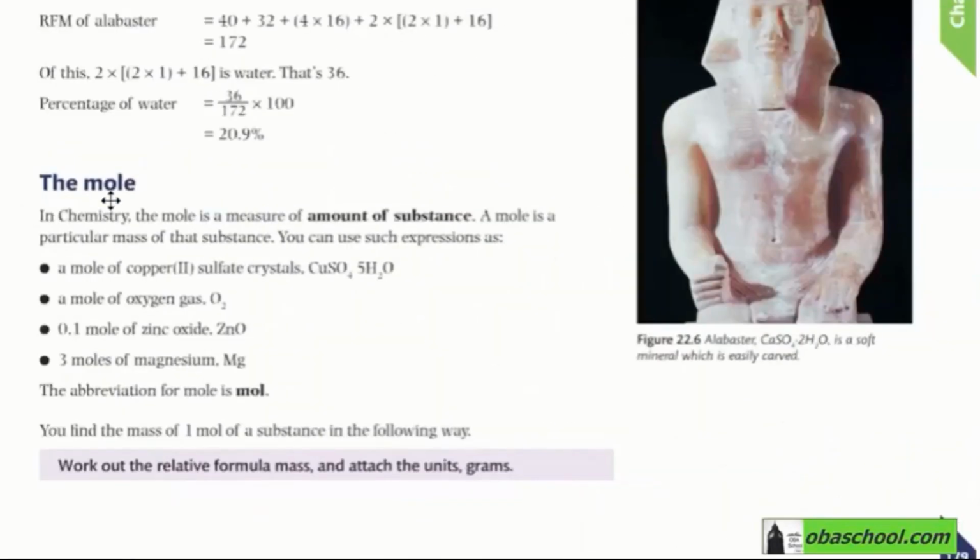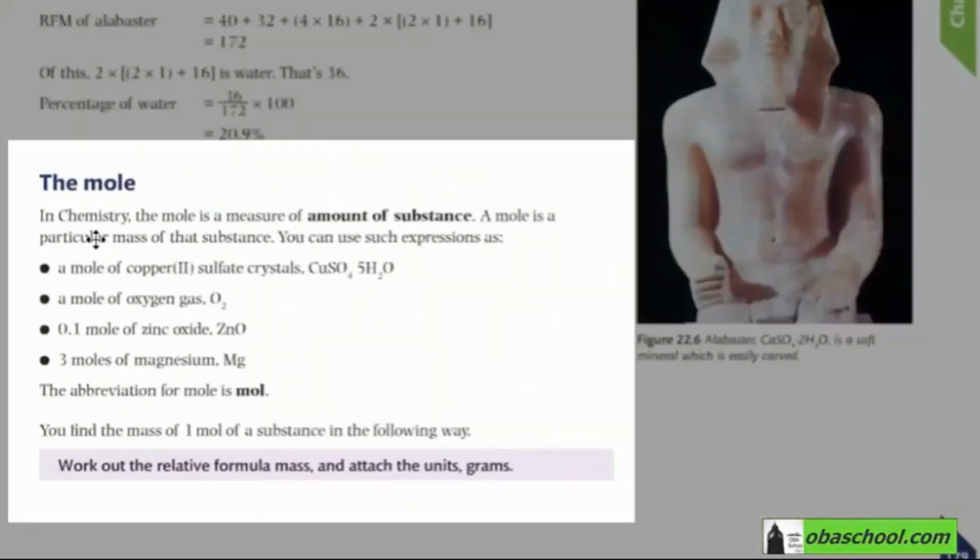The mole. What is a mole? In chemistry, the mole is a measure of amount of substance. A mole is a particular mass of that substance.